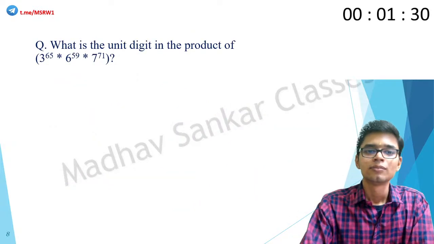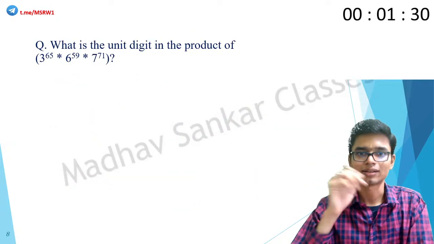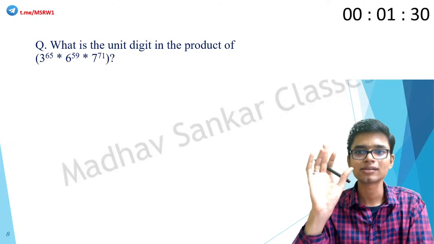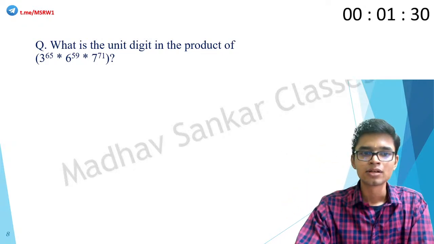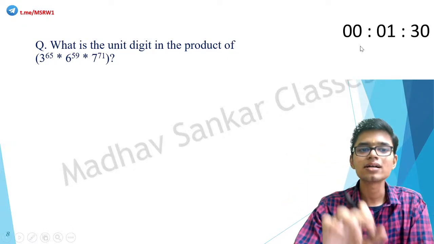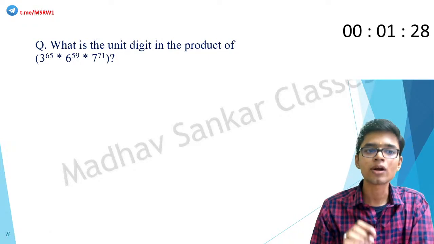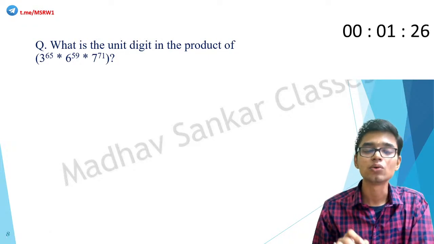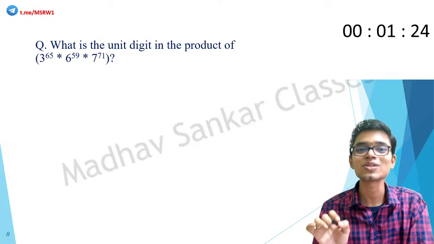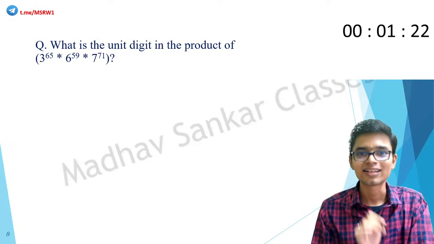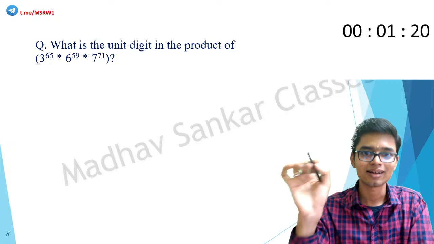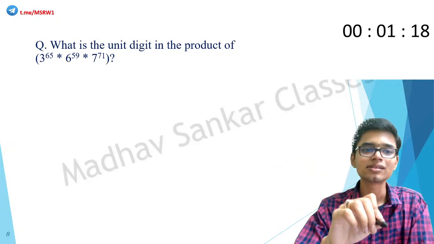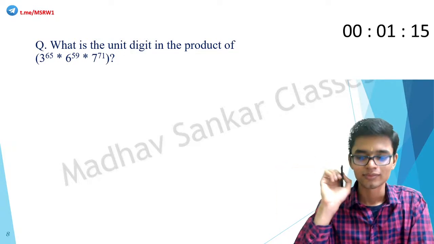Okay. Moving on. This is a question from last class. I taught you the concept in the last class. Let's see how many of you remember it. The question is, what is the unit digit in the product of 3 raised to 65 into 6 raised to 59 into 7 raised to 71? Those who have attended my last lecture know how to do this. So go ahead and do it.